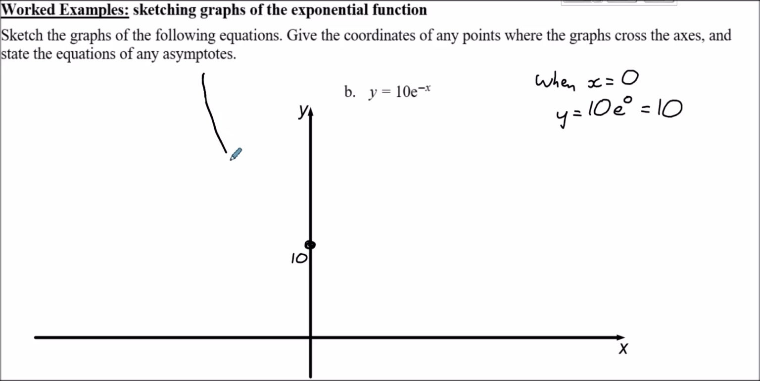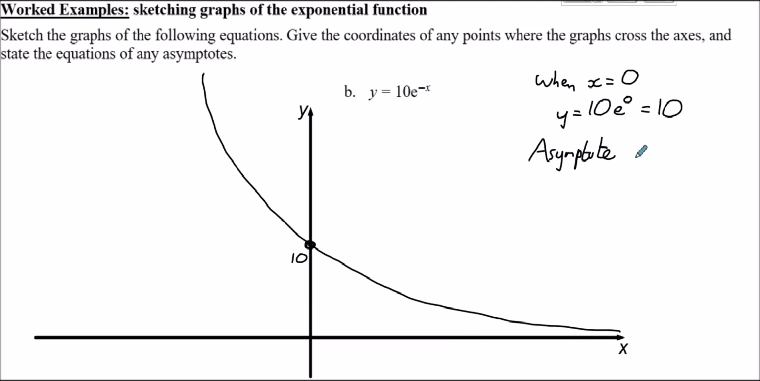Apologies if this sketch goes a bit wrong. That's not too bad by my standards. So yeah, there's an asymptote again when we've got x going towards infinity. So again, there's an asymptote at y equals 0. Again, another asymptote on the y-axis.